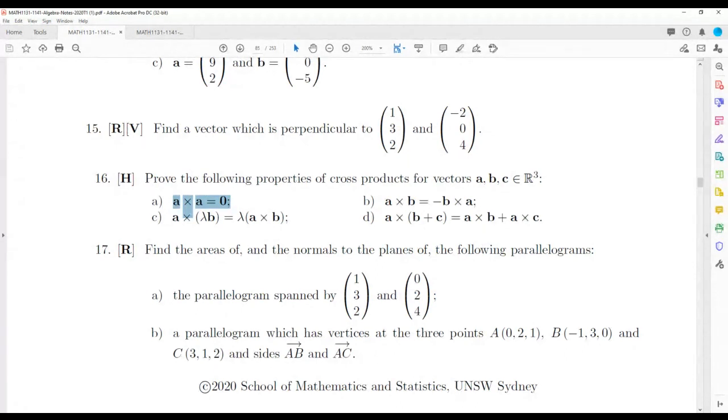But with all of these problems, the idea is you start with the left-hand side, do some calculations, and then show that it's equal to the right-hand side. So the first part is very easy because you just want to work on the left-hand side and show that it's the zero vector. So let's try that.